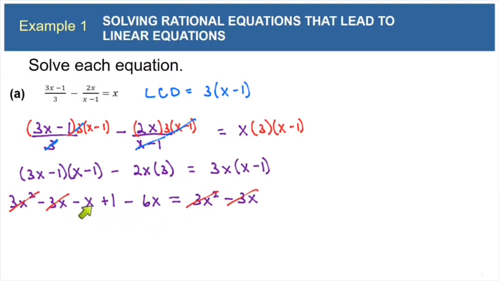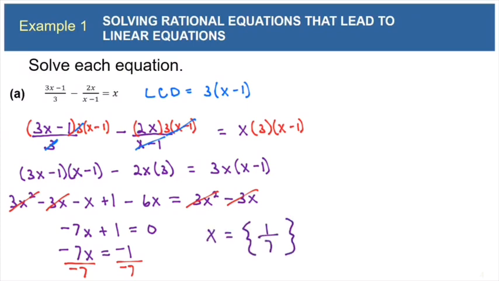Now if we combine like terms here, negative x minus 6x is going to be minus 7x, and then we have our plus 1, and then on the right side there's nothing, so I'll put a 0 there. Okay, at this point, this is a linear equation, and so to solve it, what I need to do is just isolate the x term. So I'm going to subtract 1 from both sides, and that's going to give me negative 7x equals negative 1. And then I'm going to divide both sides by negative 7. And so that gives me x equals negative 1 divided by negative 7, which simplifies to positive 1 over 7.